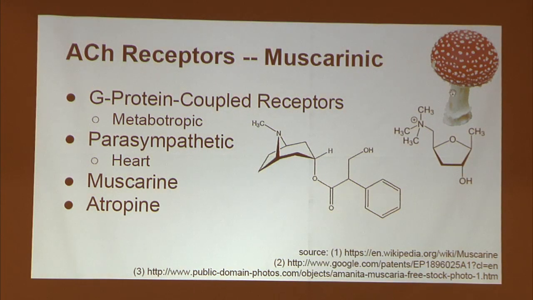Anyway, the agonist would be muscarine, which is what the receptor is named after. This mushroom is muscarine, and this is the little formula. And then atropine is its antagonist, which is shown here. So for the muscarinic receptors of acetylcholine, they specifically have muscarine as an agonist and atropine as an antagonist. For nicotinic receptors, we had nicotine as an agonist and curare as an antagonist.